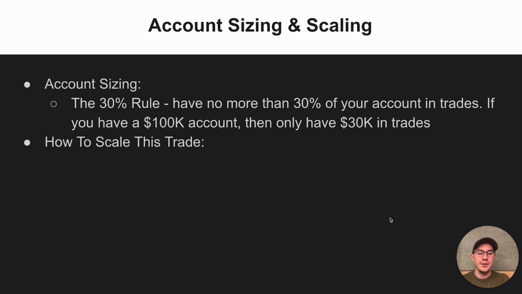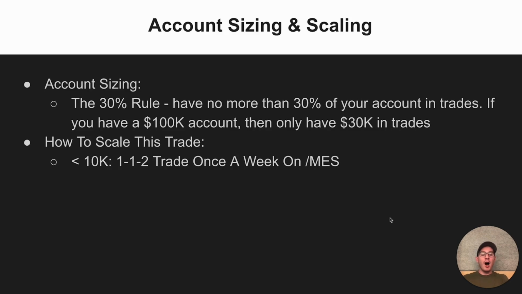So how do we scale this trade? Great question. If you have under $10,000 in your account, first off, this might not be the best strategy for you, but if you want to try it, this is how you would do it. You would do a 1-1-2 trade once a week on MES. MES is not the best asset to trade because it's very low in volume and has larger bid-ask spreads, but if you have a small account, sadly, this is your only option. So a 1-1-2 trade on MES once a week is how you would do this.